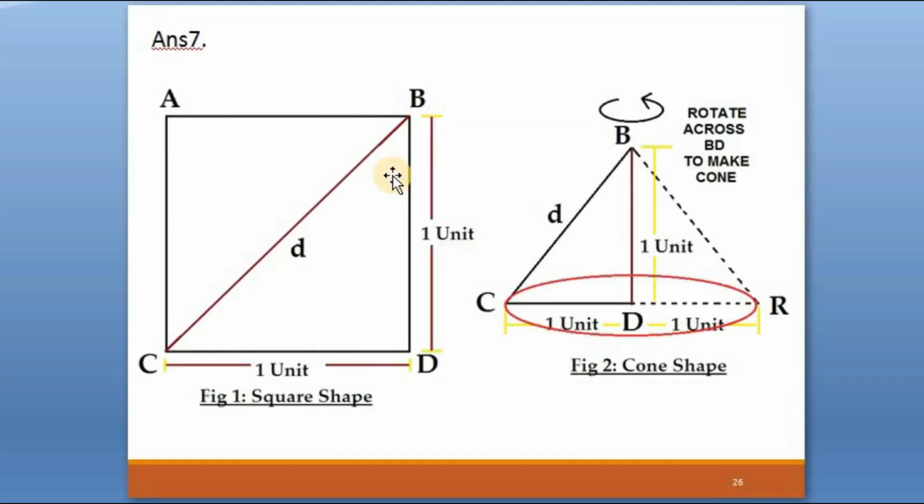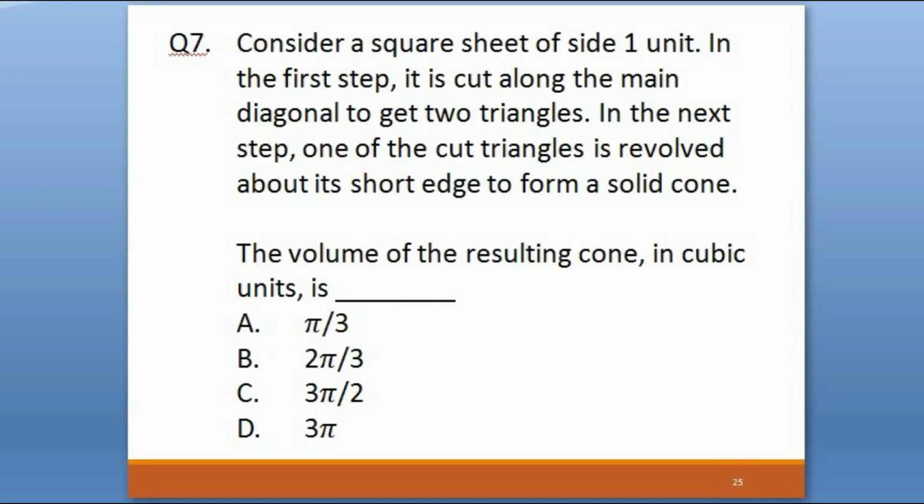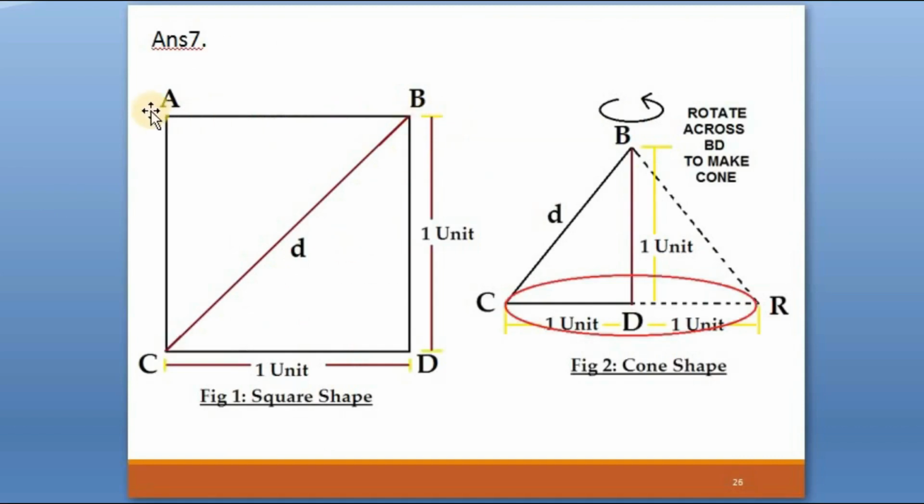So see here, square sheet is given. Let that shape be ABCD, right? Square sheet is there. So what he is saying, along the diagonal we have cut that sheet, right? And each side is given as 1 unit, right? So after cutting from the diagonal, what do we get? BCD. So BCD shape, triangular shape, we will get from that sheet, where BD is 1 unit and CD is 1 unit. Now what he is asking, that along the short side, short edge, we are revolving this shape, right?